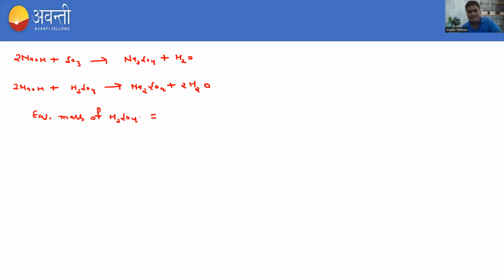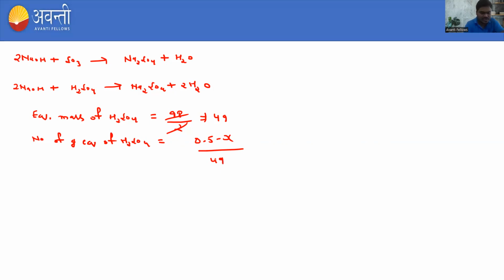The equivalent mass of H2SO4 is nothing but its molecular mass upon its basicity, that is 2, right? So this comes out to be 49. We all know this. And in a similar way, the number of gram equivalents of H2SO4, with the mass assumed to be 0.5 minus x, upon its equivalent mass, that is 49. So this is how we calculate this, right?